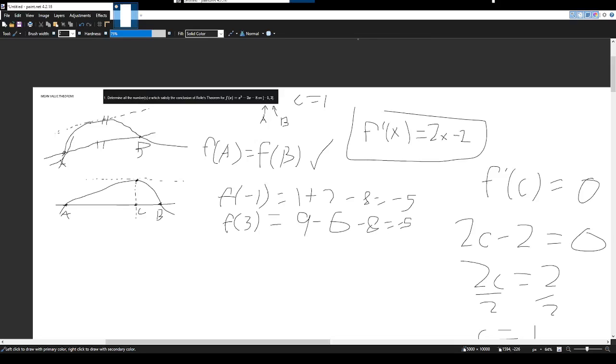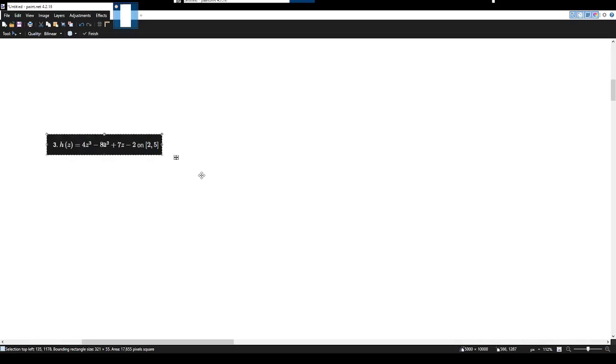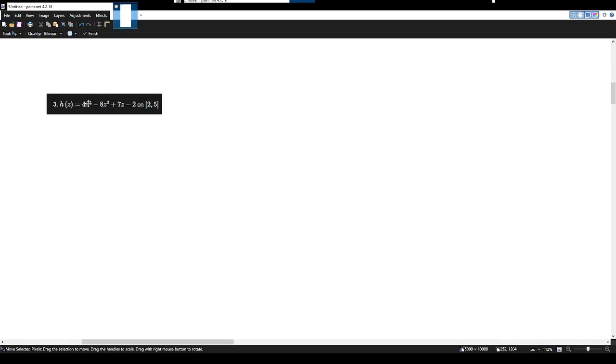Sorry, just copy pasting the problem. All right, here we go. Let's do this problem right here. So h of z equals all this. And okay, so for one, they changed the variables. It's now h of z and z, but it really doesn't matter. It's saying the same thing.